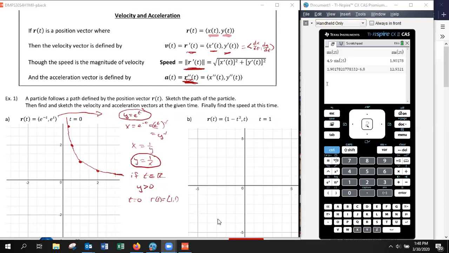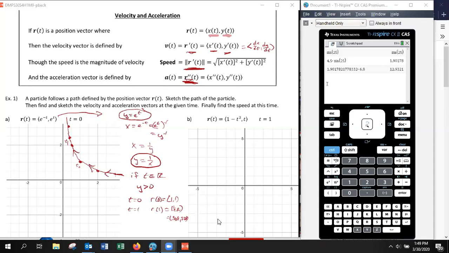So this point right here is t0, r of 0. I should have said that one was r0. Then t equaling 1, r of 1 ends up being e to the negative first, so 1 over e, comma, e. And 1 over e is about 0.368, and e is 2.718. So that would be right about here. This is going to be t1, which establishes that the path of this particle is moving in that direction.